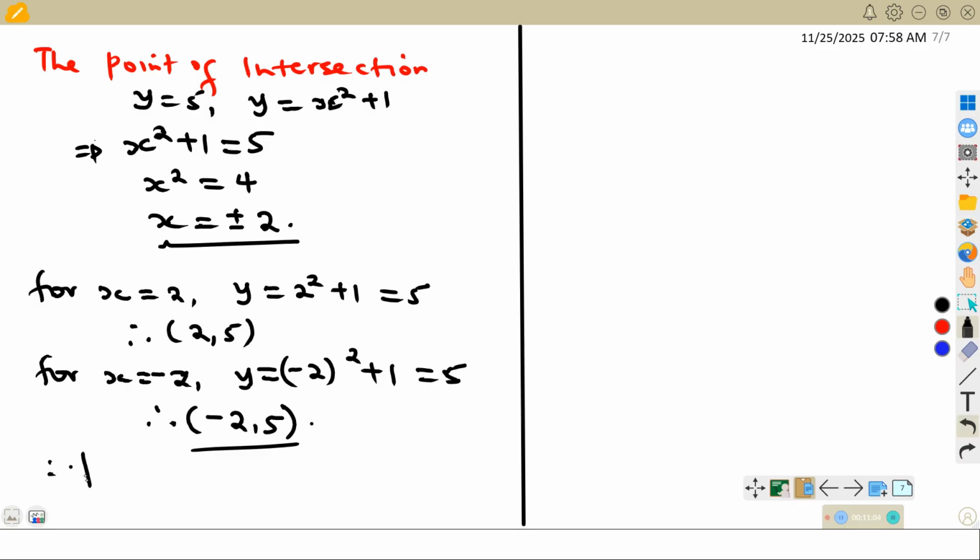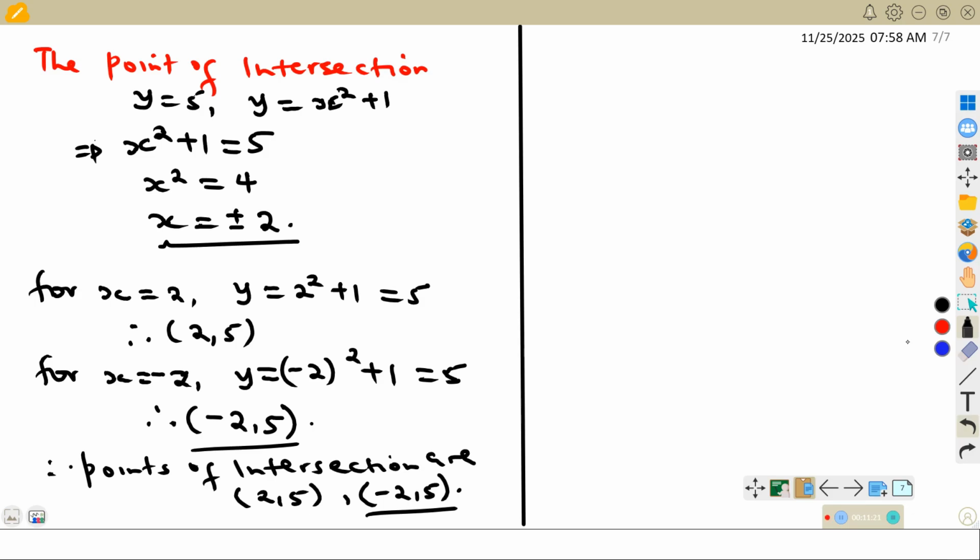So therefore, the points of intersection will be 2, 5, then negative 2, 5. And that will be the required answer for the point of intersection. So having got all that, our major interest now is to draw the curve.